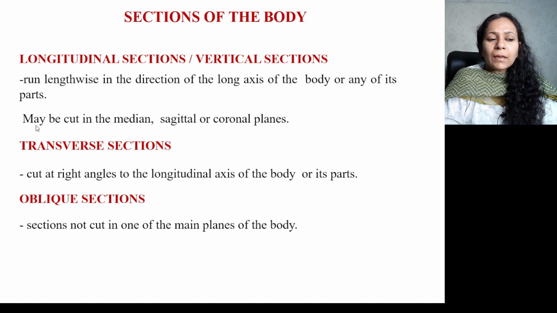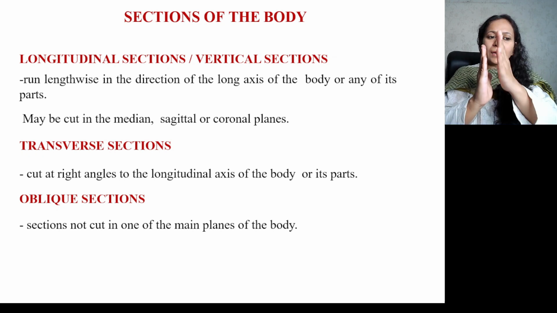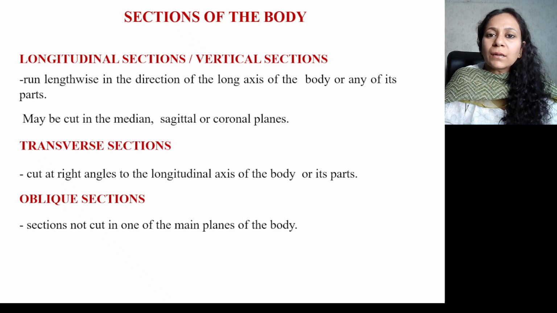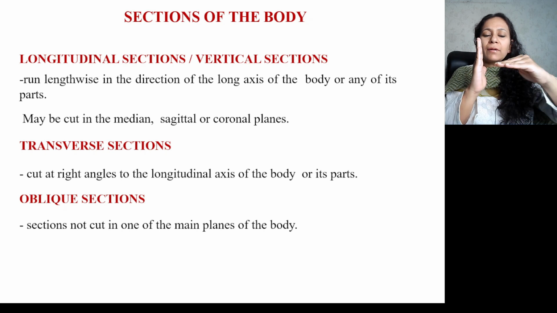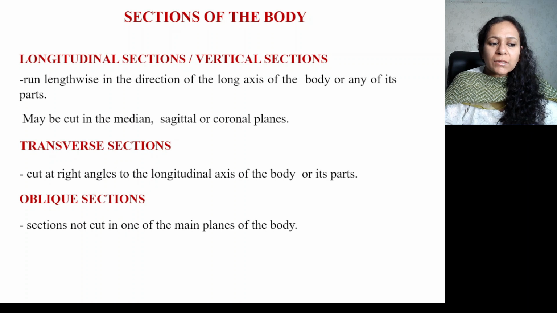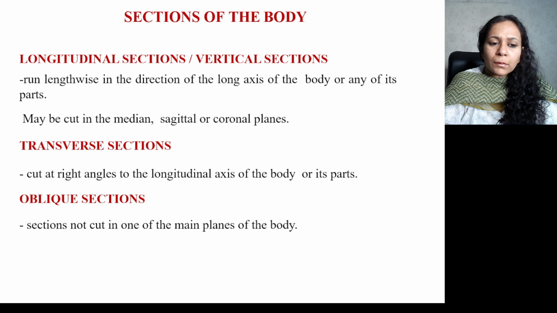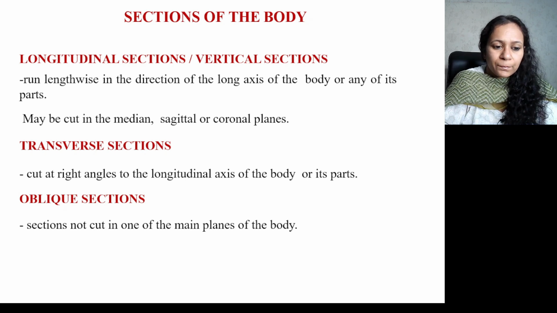So once you are taking this section, you'll be cutting lengthwise, in the direction of the long axis of the body. It can be cut in the median plane, sagittal plane or coronal plane. Then we have a transverse section. Again, if this is the longitudinal axis of the body, you'll cut it at a right angle. So this is the transverse section of the body. Then oblique sections. These don't have a proper plane, but you can cut in any direction. So this is your oblique section.